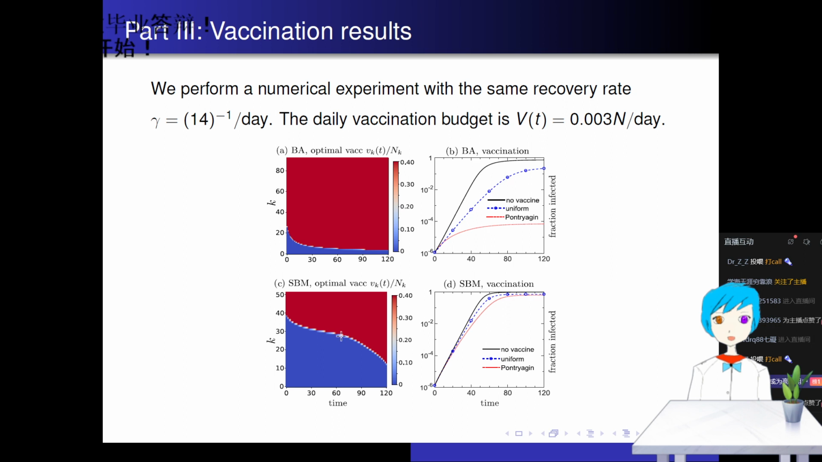In the SBM network, even if we cannot fully contain the spread of disease with the Pontryagin maximum principle based algorithm, we can control the early time infections. The strategies for both networks is to vaccinate those with largest degrees in the beginning.